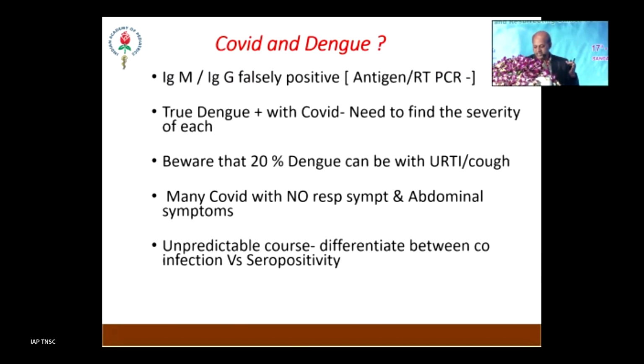Where dengue can also be present, the moment we say respiratory complaints are there, it is not dengue. That statement holds good in older children and adults. But in younger children, dengue can also be present with respiratory manifestation. Many COVID cases can present without respiratory symptoms. That also we need to keep in mind. The clinical picture will be challenging when you're interpreting the investigations. So there is an unpredictable course, and the difference between infection and seropositivity, we need to look at. These are some of the real challenges as a clinician. We all face them in day-to-day practice.